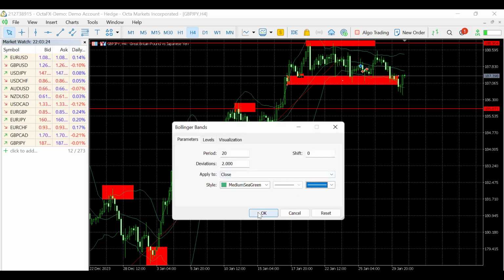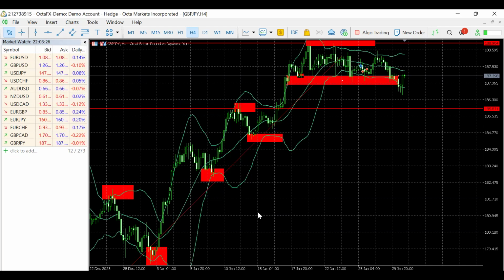See the three green lines that appeared: one up, one in the middle, and one below. This middle one is more like the moving average. This upper one is now the resistance, and the one down is now the support.